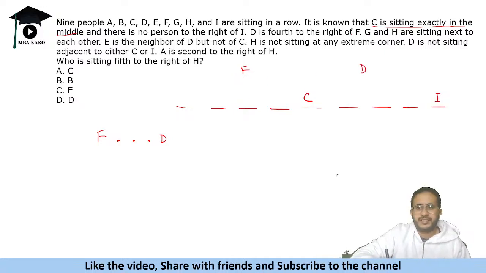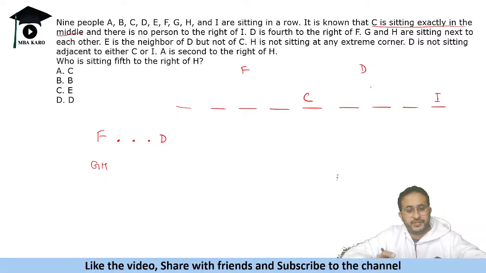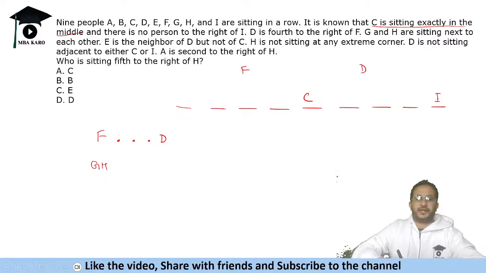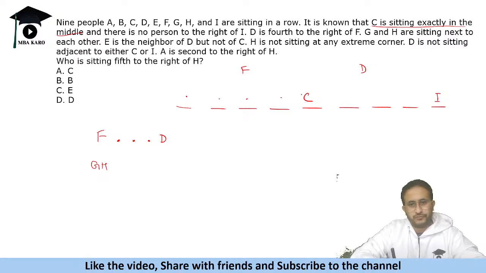So G and H are sitting next to each other. So G, H are together. E is the neighbor of D but not of C. H is not sitting at any of the extreme corners. D is not sitting adjacent to either C or I. We know D is on this side, because it says D is 4 to the right of F. If you place F here, 1, 2, 3, 4 is not possible. So F has to be on this side of the row.